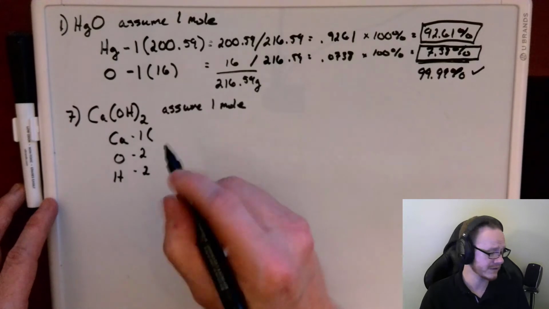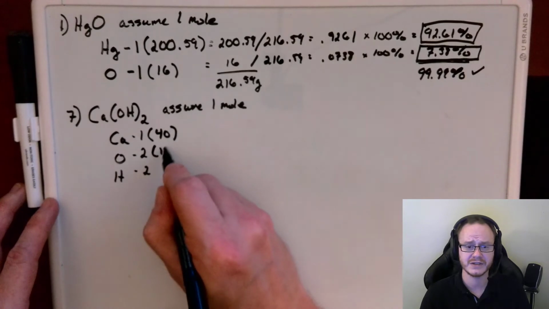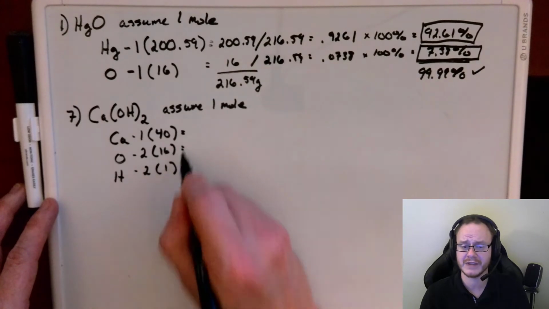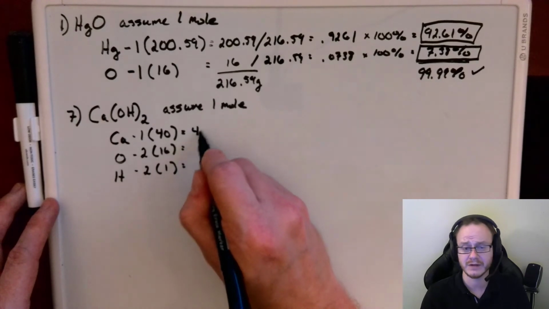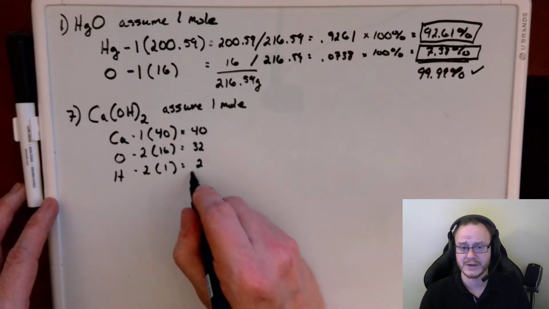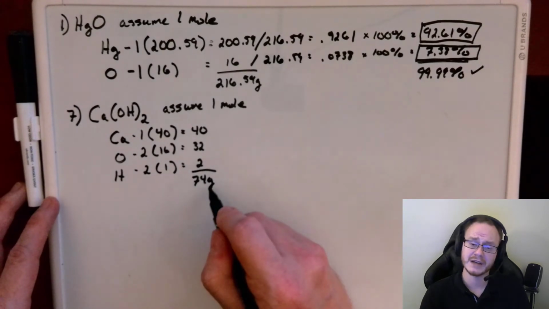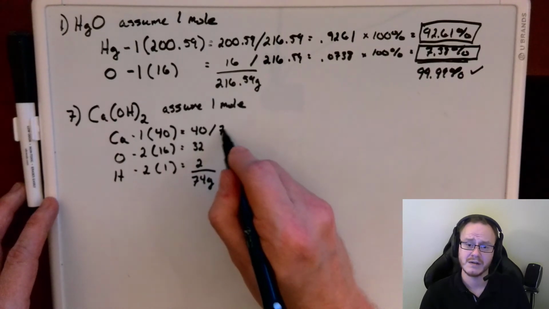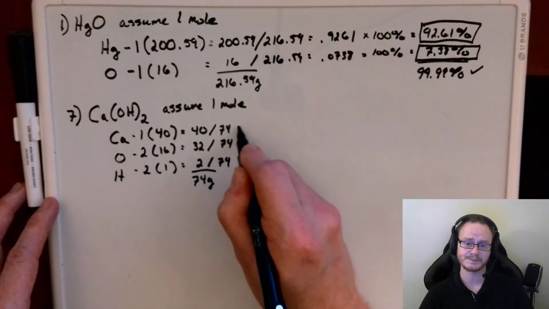Multiply them all by their respective atomic masses. Calcium has an atomic mass of about 40. Oxygen is around 16, and hydrogen is around 1. All of these are very close to those individual whole numbers, so I'm safe without rounding a little bit. Multiply each of these, and I get a total calcium mass of 40. Oxygen ends up being 32, and hydrogen is also 2. Add them up like the previous problem, and you have a total atomic mass of 74 grams. I'm going to divide each of the elements by this 74 grams to work my way towards the percentage of each individual element. 40 divided by 74, 32 divided by 74, and 2 divided by 74.